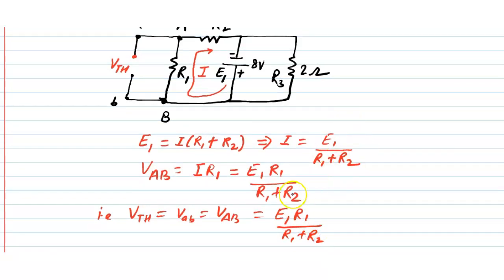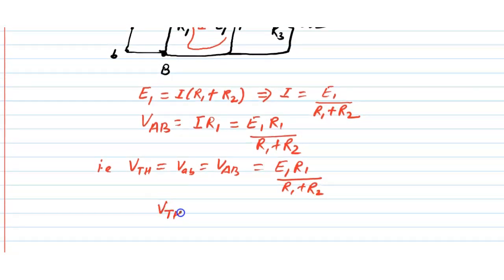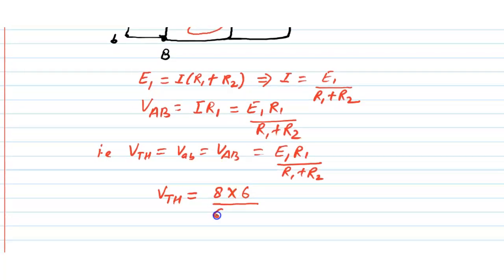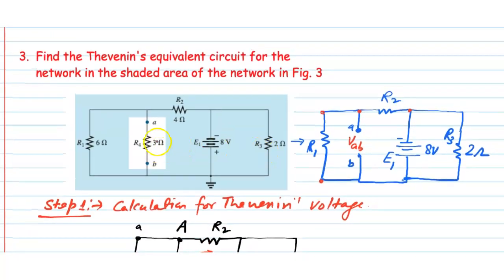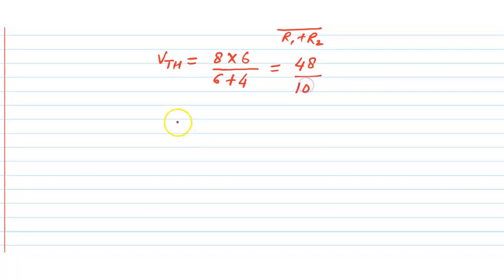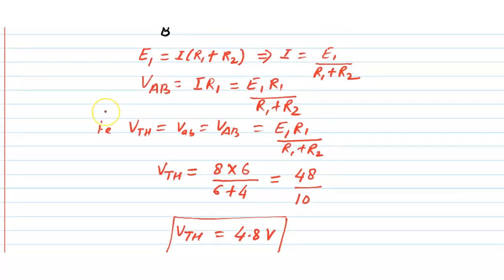Now substitute the values of E1, R1, R2. That means VTH is equal to E1 is 8 volt, R1 is 6 ohm and R2 is 4 ohm. So it is 48 divided by 10, that is VTH is equal to 4.8 volt. This is the Thevenin voltage. Now calculate the Thevenin resistance.